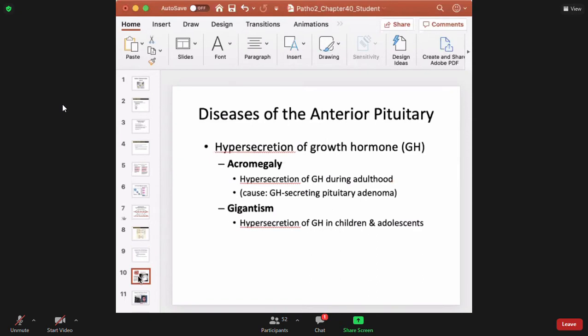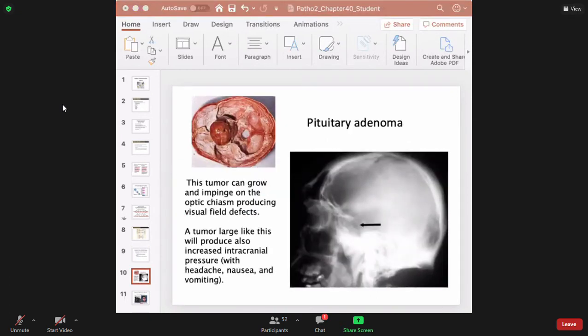So why might this happen? This probably happens because you've got a pituitary adenoma, right? Especially as an adult. If you start having symptoms of excessive growth hormone as an adult, it's usually due to some kind of pituitary adenoma.